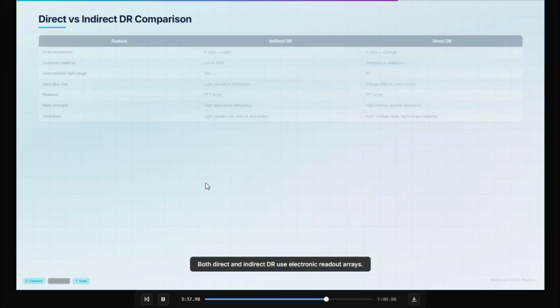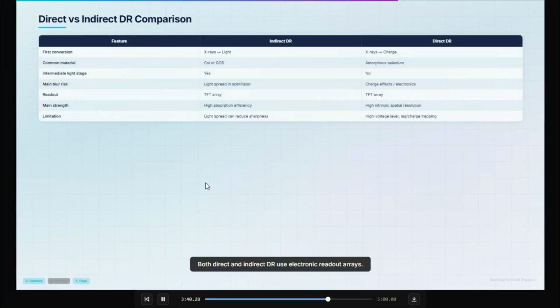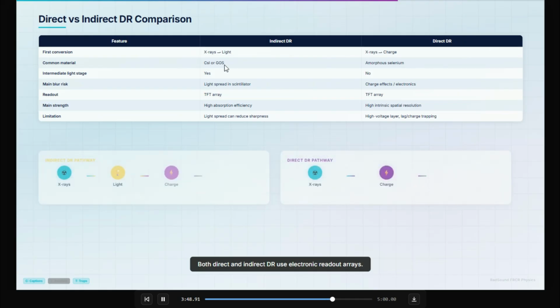Let's compare direct to indirect conversion. First, in the indirect, the X-ray is converted to light, whereas in the direct, the X-ray is converted to charge. Mostly scintillators are needed for the indirect. There is no scintillator in the direct; it uses amorphous selenium directly. This is why the indirect uses cesium iodide or gadolinium oxysulfide.